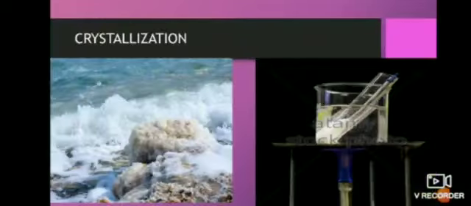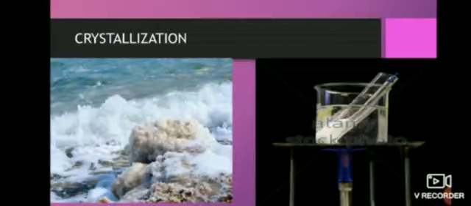Now let us see another method of separation, that is crystallization. Here in your textbook, page number 54, you are given a simple activity for this. The aim of this activity is to separate salt from salt water. What do you need to do this activity? Salt, water, beaker, glass rod, tripod stand, Bunsen burner, wire gauze.